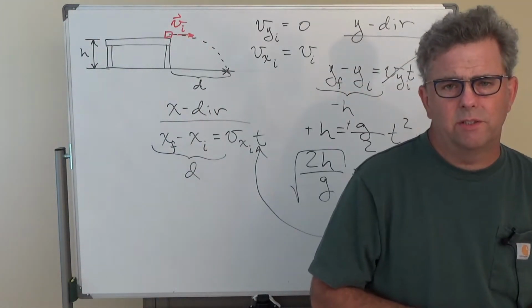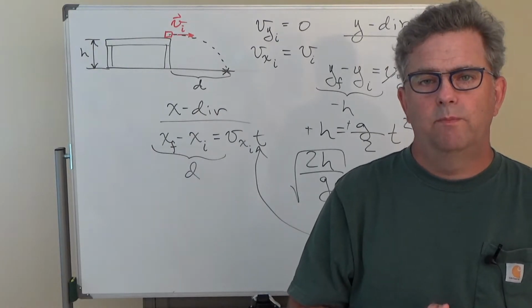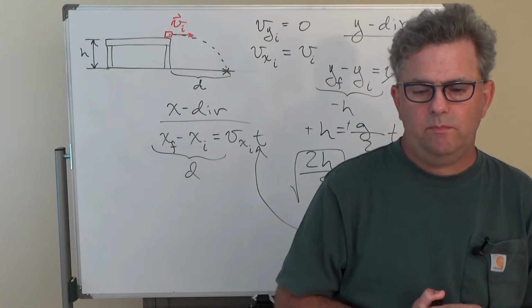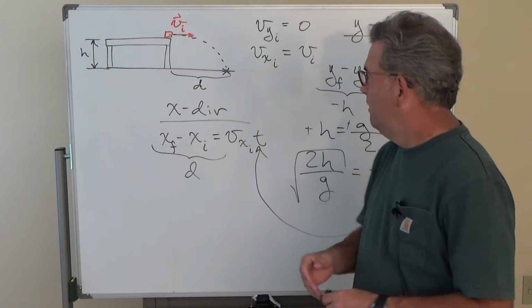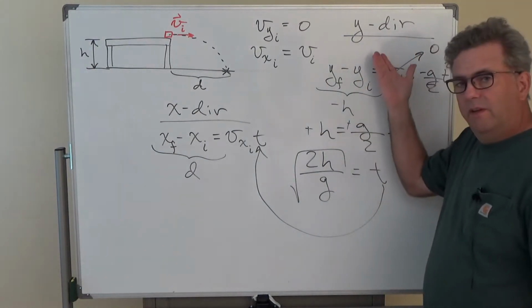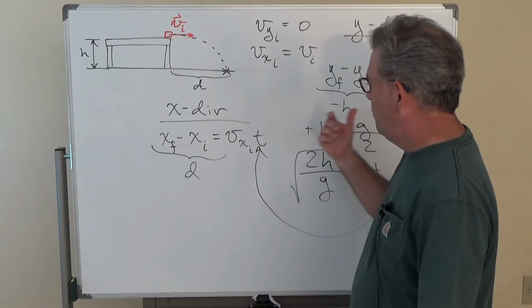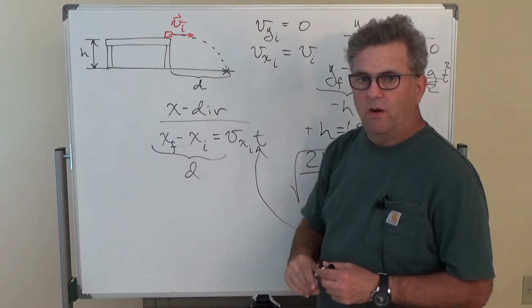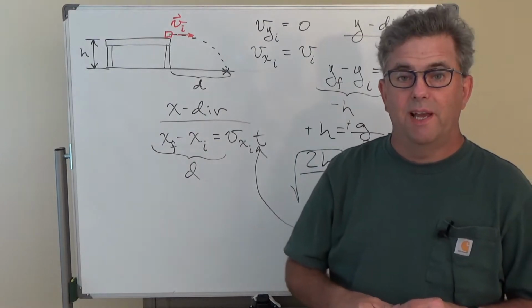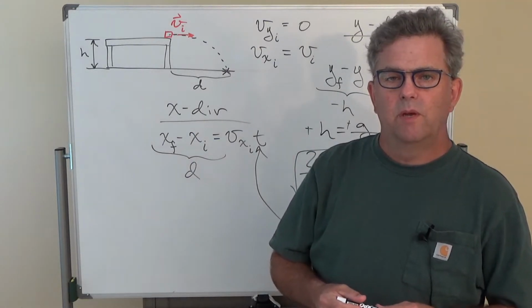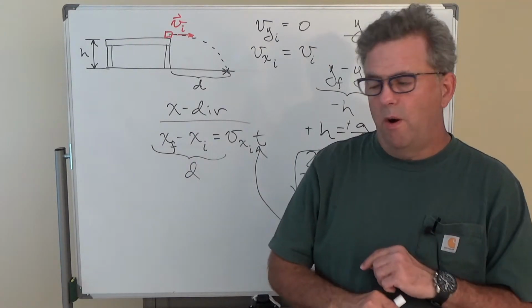You follow that logic? I hope. What I had to do is solve in the y direction. Then once I found t for the y direction, I could solve for the x direction. I could solve Vx initial. Okay. Let's look at part B.